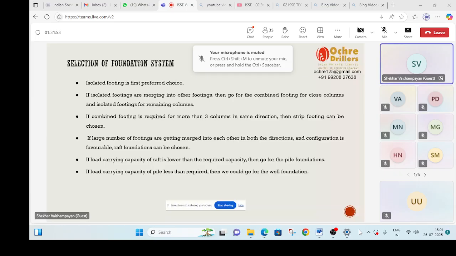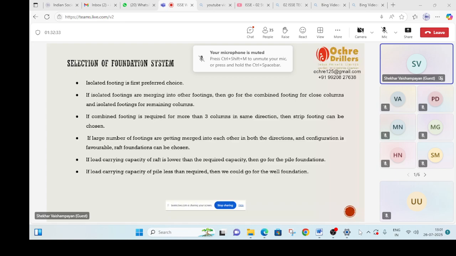So just to go on, this is a very simple thing. It is common sense. There is nothing more than common sense in this slide actually. You have done the investigation, you have done the interpretation, and you have come to a conclusion. So the first choice is, of course, isolated footing foundation. And if an isolated footing cannot be designed for the given loading, then I will merge 2 footings, 3 footings, and make a combined footing. If the columns are close by and the footings are overlapping, then I will go for a combined footing. And I can still keep isolated footings for remaining columns, which are far apart.